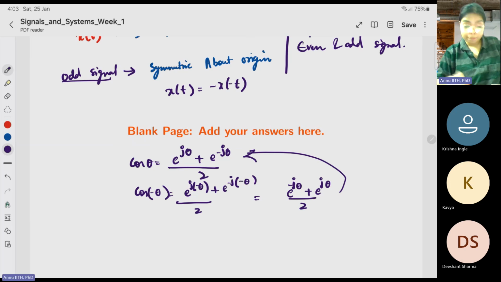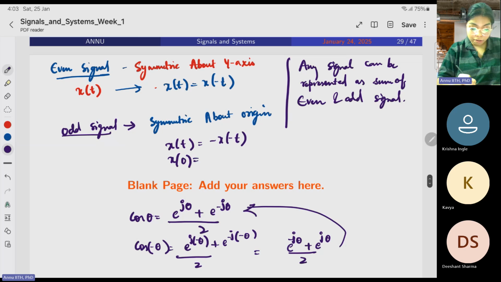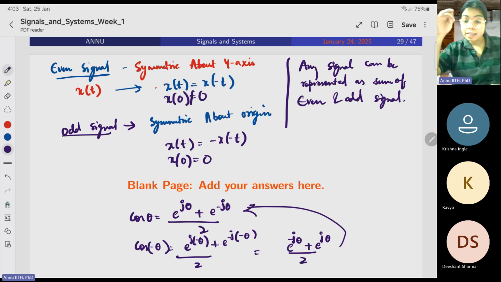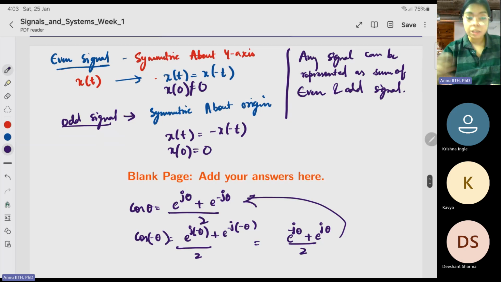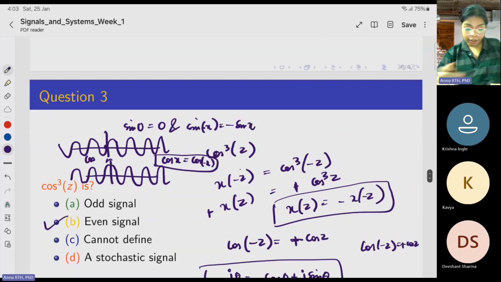Sine is an odd signal. And the odd signal has the property that x of 0 is also 0, whereas for an even signal x of 0 is not equal to 0. So whenever we see an odd signal, first of all we check whether the value at origin is equal to 0 or not. Because we are talking about symmetry about the origin. And for an even signal, we are talking about the y-axis. So simply by seeing this, we can say cos power 3z is an even signal.